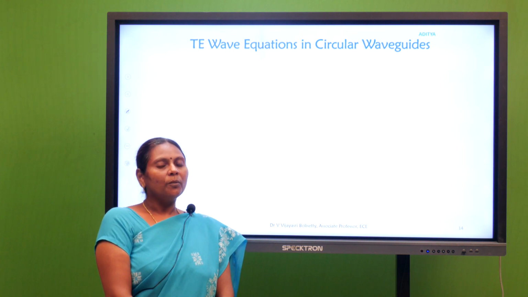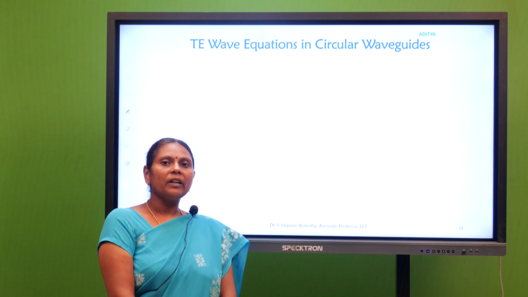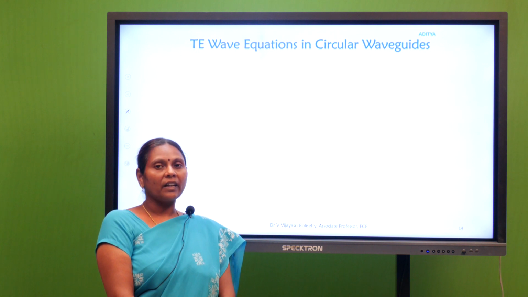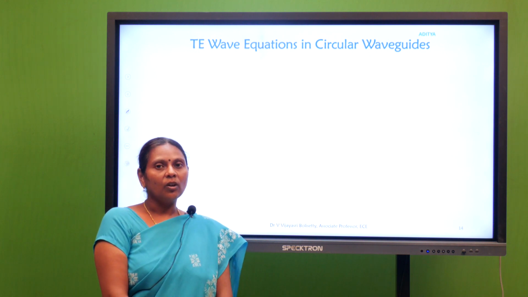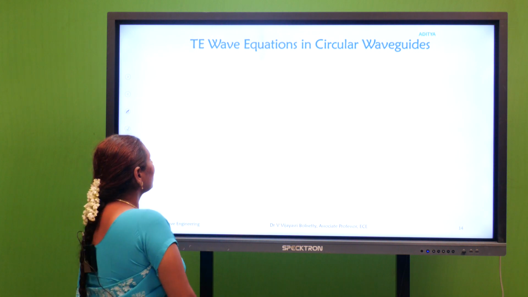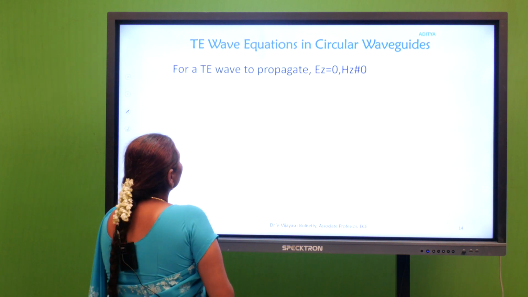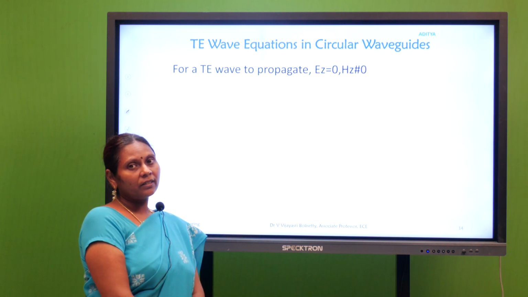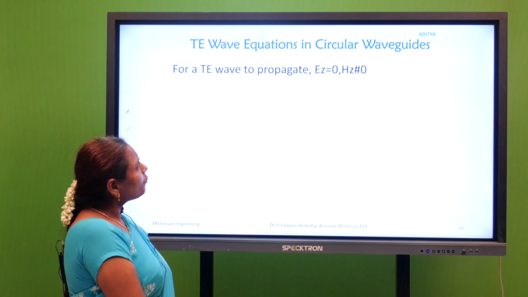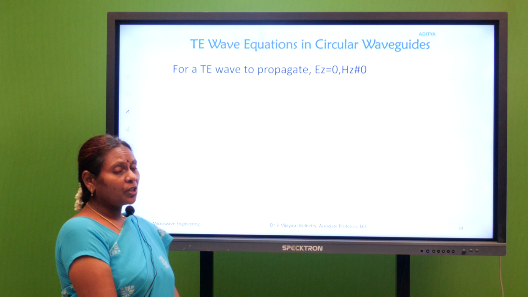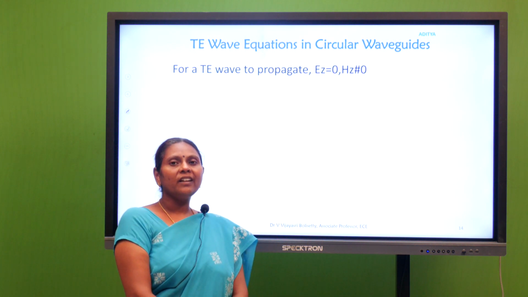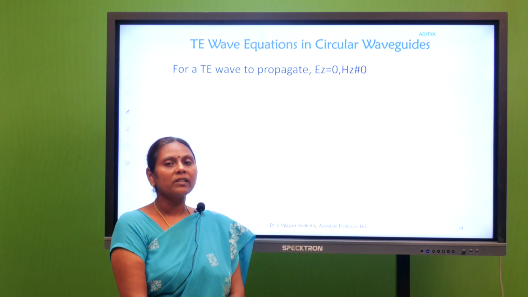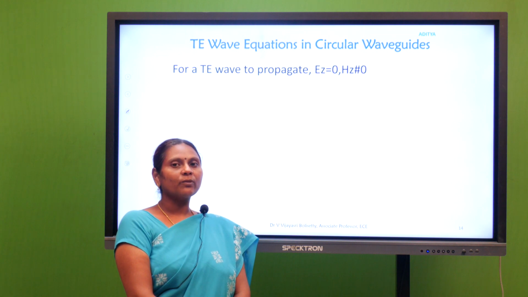So here also we consider that the Ez component is 0, that means the electric field along the propagation direction, that is the z direction, is 0 and only Hz is defined. So for a TE wave to propagate in the waveguide, Ez should be 0 and Hz is finite. To derive the wave equations, either for TE wave or TM wave, we need the Helmholtz equation. So let us recollect the Helmholtz equation that we obtained using Maxwell's equations.